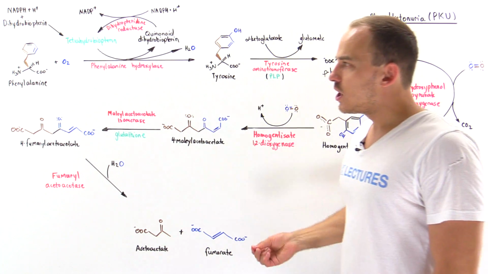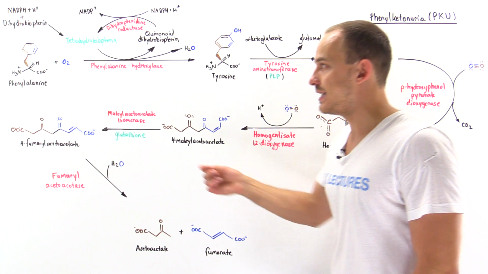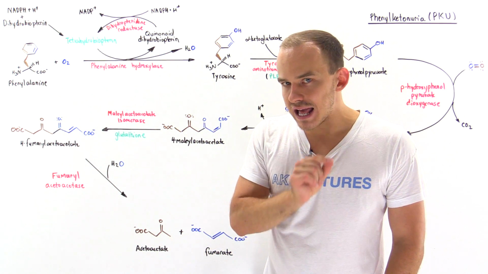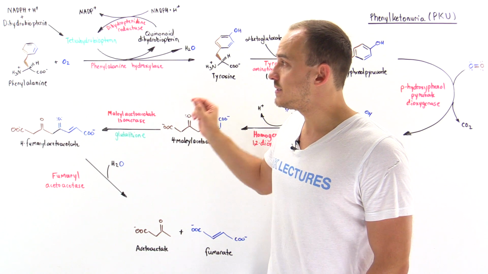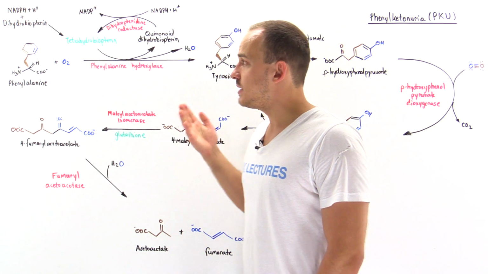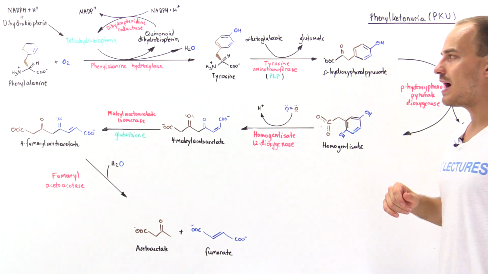Now, how do we treat this patient with PKU? Well, essentially, we have to limit protein intake, and we limit specifically phenylalanine. So we give just enough phenylalanine for that patient to be able to build new protein, but we have to limit that phenylalanine because the patient cannot transform that phenylalanine to tyrosine.